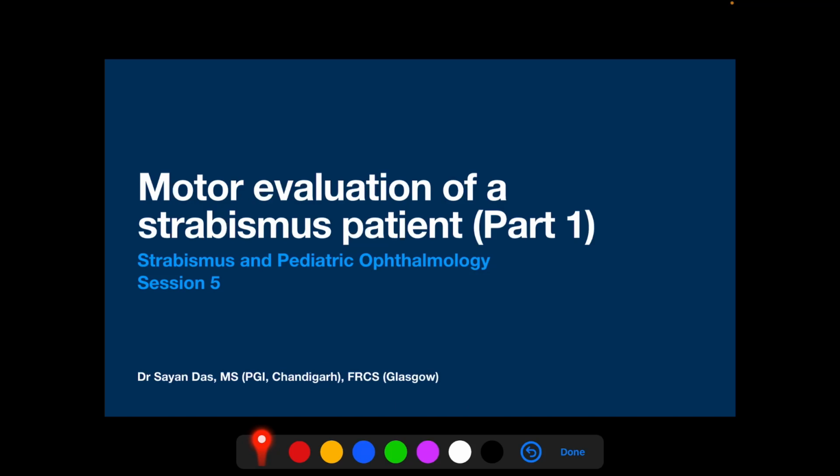Welcome. Evaluation of a strabismus patient consists of two sets of examinations. In one set of examinations, we assess ocular alignment, that is the relative position of the two eyes in various positions of gaze, and in the other set of examinations, we assess ocular movements towards various positions of gaze. In this session, we will be discussing examination of ocular alignment, and in the next session, we will be discussing assessment of ocular movements. And we must be able to distinguish between these two sets of tests.